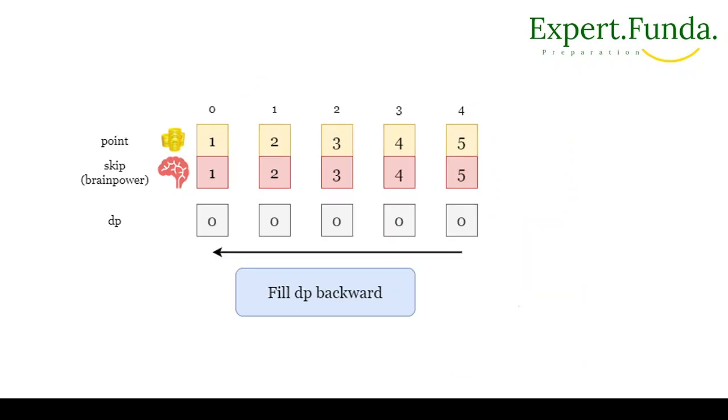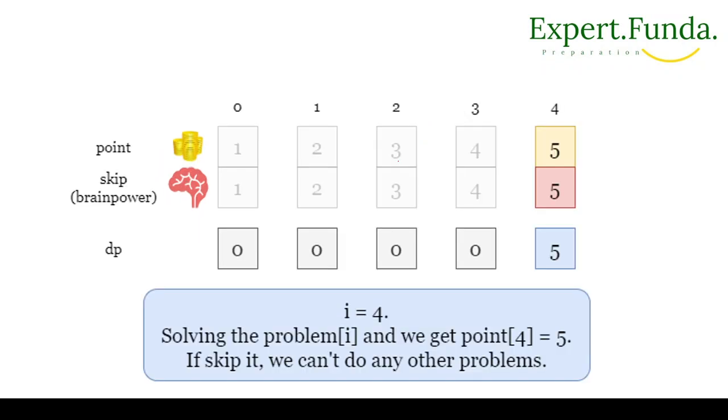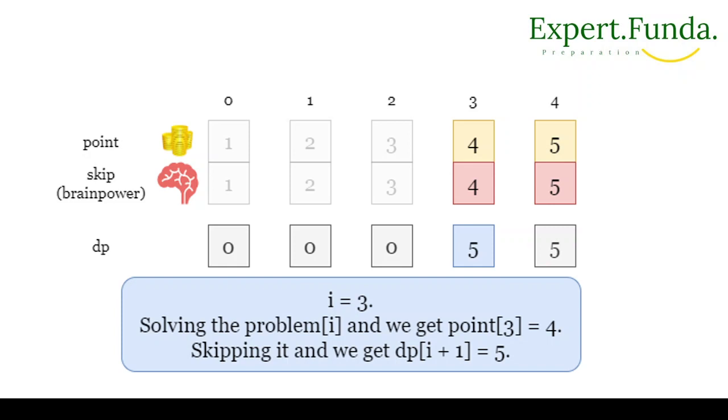Okay, now we will fill backward. Once we fill backward, all the values become 0, 0, 0, but this value will become 5. So if I equal to 4, solving this problem we get the point at 4, which is nothing but 5, as you can see. So we will skip it, and we can't do any other problem because we have to skip, because we have 5 elements here, so we have to skip this one. In this way you will get the max point. I think you got it. Okay, or if we have an element I equal to 3, let's talk about I equal to 3, so at I equal to 3 we got 4.